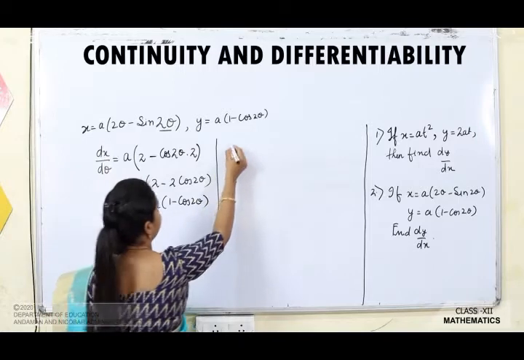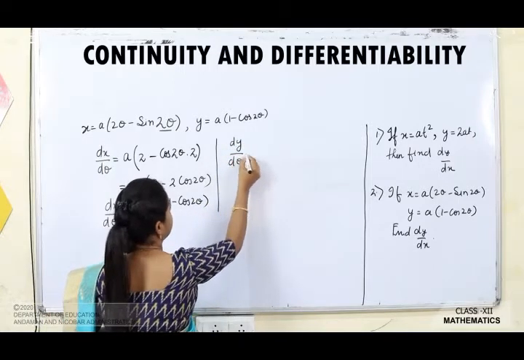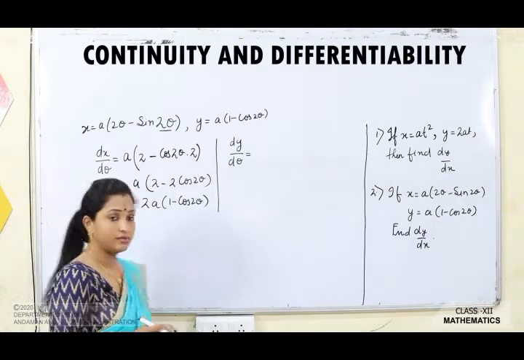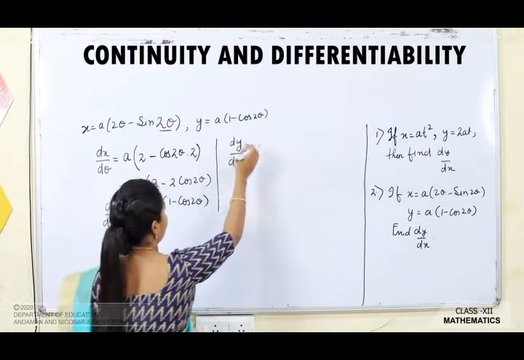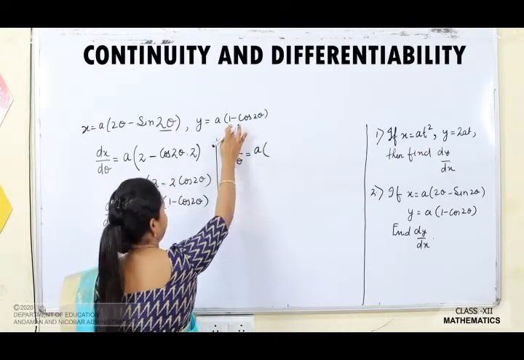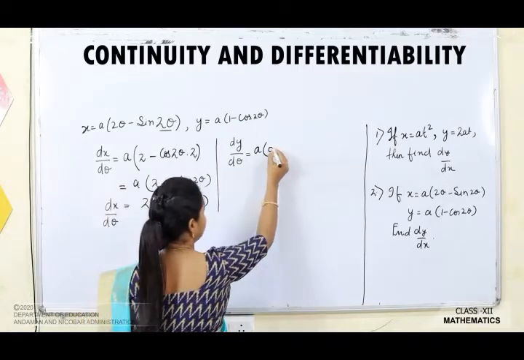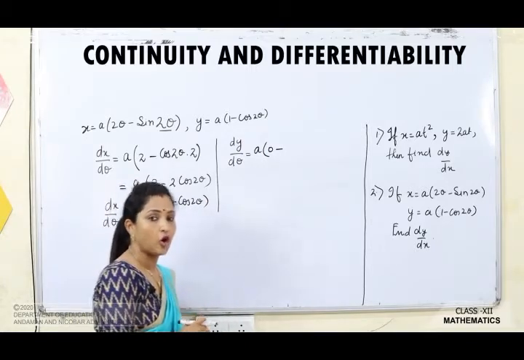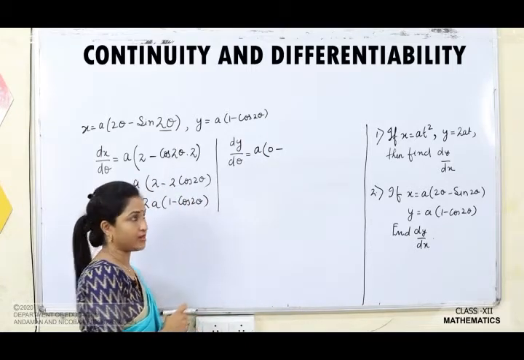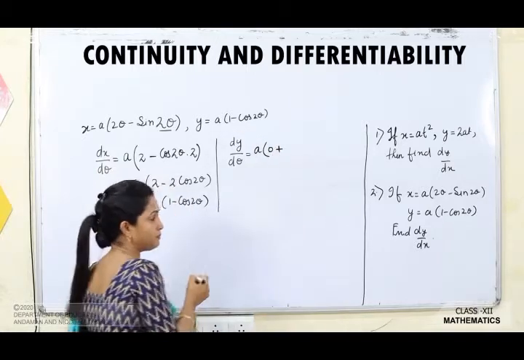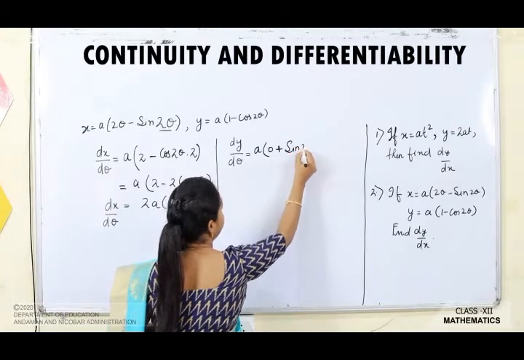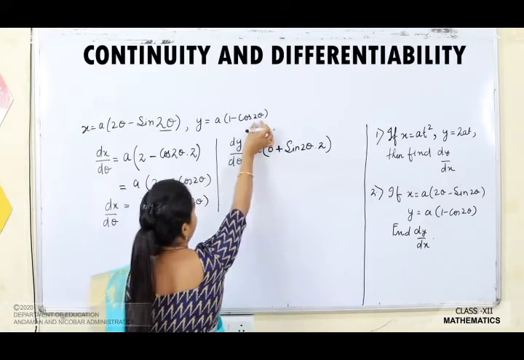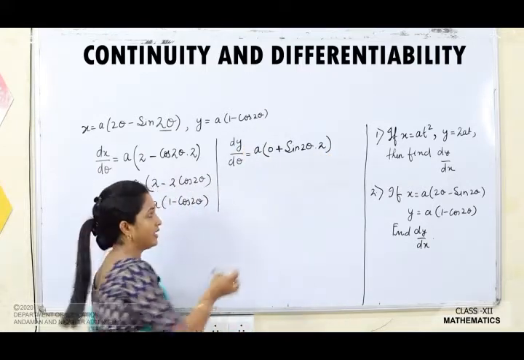Now you will find the value of dy by d theta, differentiating the second equation, that is y is equal to a(1 minus cos 2 theta) with respect to theta. So what you will get, a is again constant, the derivative of 1 is 0, minus cos 2 theta. The derivative of cos theta we know is minus sin theta. So minus minus will become plus and you are going to get sin 2 theta. Since here it is 2 theta, you have to apply chain rule. That means you have to find the derivative of 2 theta also, and that is 2.